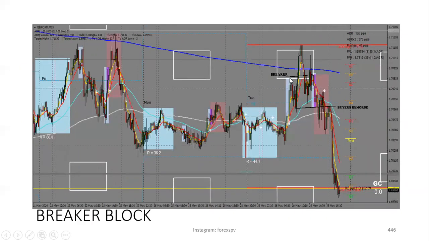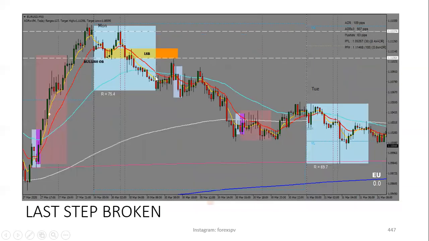Here we had a breaker block. If you look, we had this high, price came and broke it, and then we had a retest there, and price moved down. Nice. Even here we had a retest on this area here, and then price moved down. And this was LSP, last broken trade. A retest on this other block, and then we had our move down.